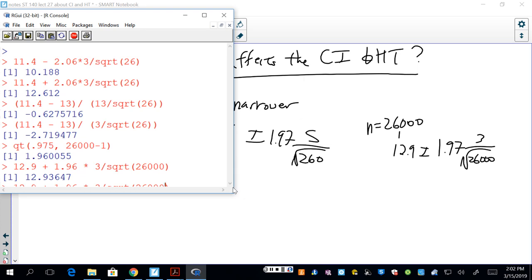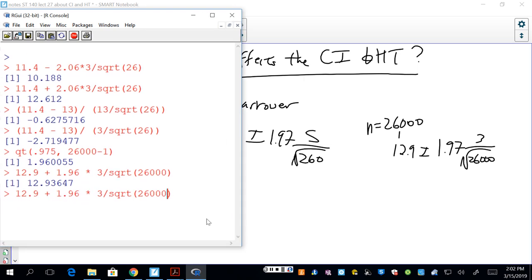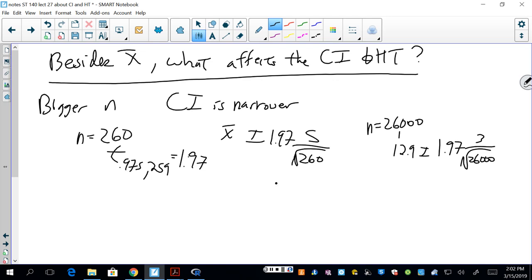The negative of that, the lower endpoint, would be 12.86. So from 12.9 with 26,000 infants, I'm going to reject 13 and think it's lower. So this interval does not include 13. The quantile would be about 1.96 with that number. So 13 doesn't look reasonable. It's statistically significant. We would reject 13 in a hypothesis test.